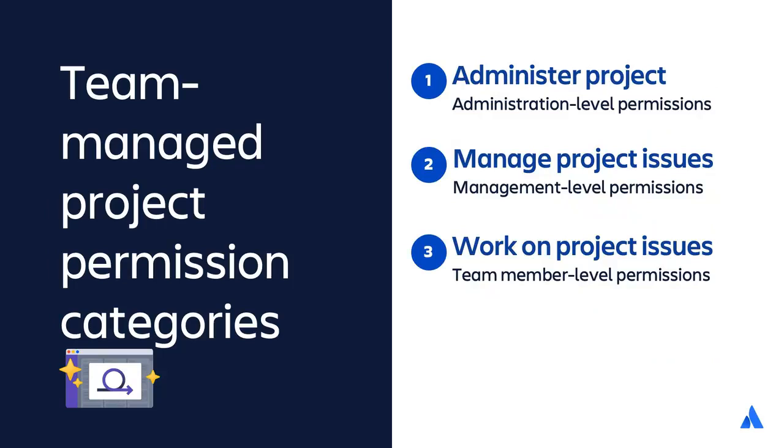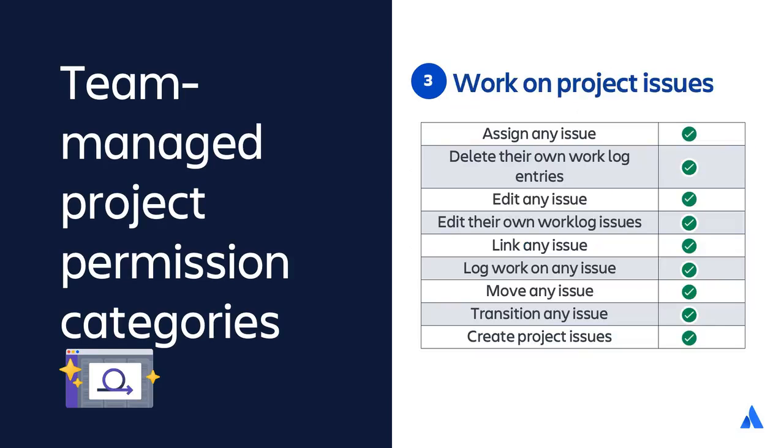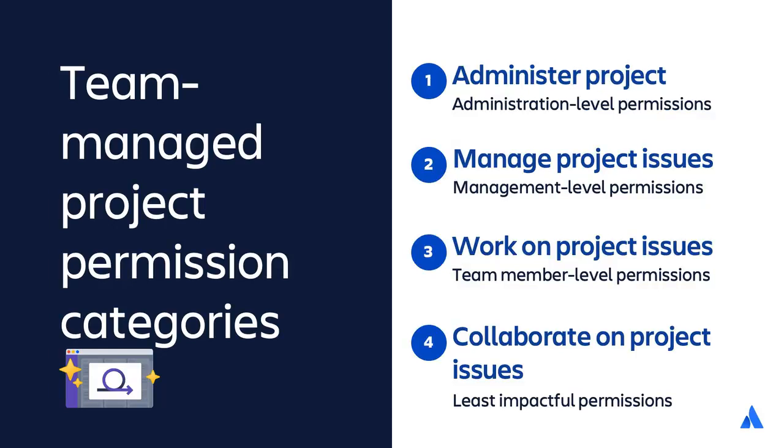And then there are the Work on Project Issues permissions. These are permissions that users need in order to work and collaborate fully on issues. The permissions included in this category include a list of permissions such as assigning issues, editing issues, and linking issues. And then there are the Collaborate on Project Issues permissions. These are the least impactful permissions.